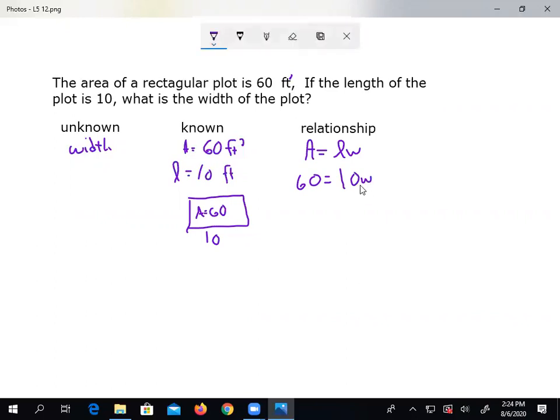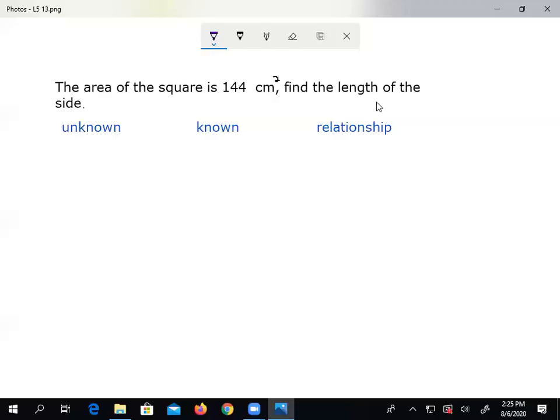And to solve for W, since the 10 is the coefficient, we divide both sides by 10 to get W by itself. And 60 divided by 10 would be then 6. So the width would be 6. 6 feet would be the width. 10 times 6 would give me 60 square feet, so that makes sense. So that's how that problem would work out if we're dealing with the area of a rectangle.